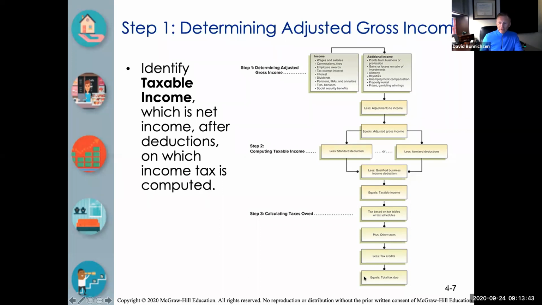And then finally, at the end, that tells us what our taxes due are, whether we owe money or we're getting a refund. So this equals total tax due. That could be a positive or a negative number. If you owe tax, you've got to cut a check to the IRS. If you are getting a refund, they will put that money by direct deposit right into whatever account you choose.